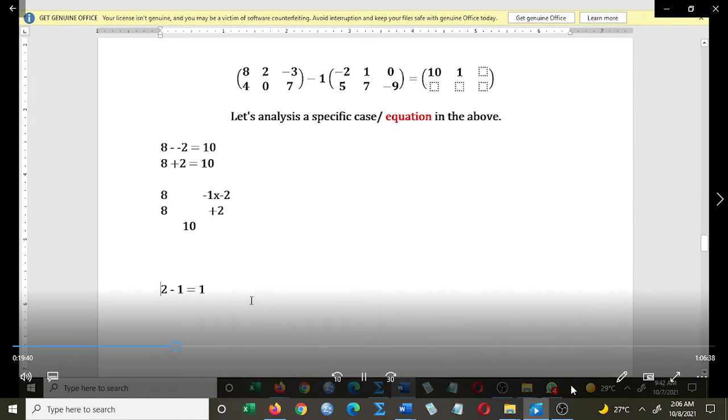So look at the other situation. You see that 2? I'm going to write it down. And away from that 2, what is going on? You have a negative 1. What happened to the negative 1?